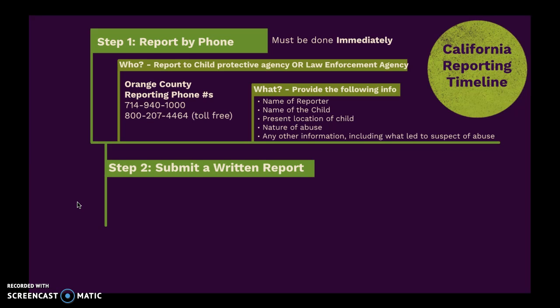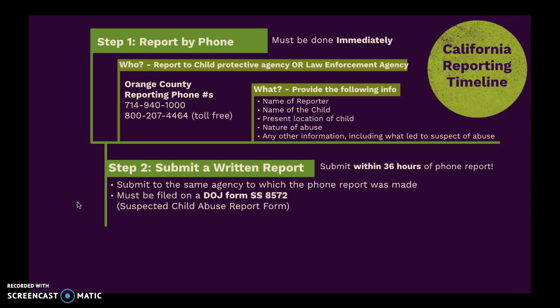Then there's step 2, submitting a written report. Now this must be submitted within 36 hours of the phone report. And you want to submit it to the same agency to which the phone report was originally made. And it must be filed on a DOJ form SS 8572, which is known as the Suspected Child Abuse Report Form. And the forms are available, of course, at the link provided.